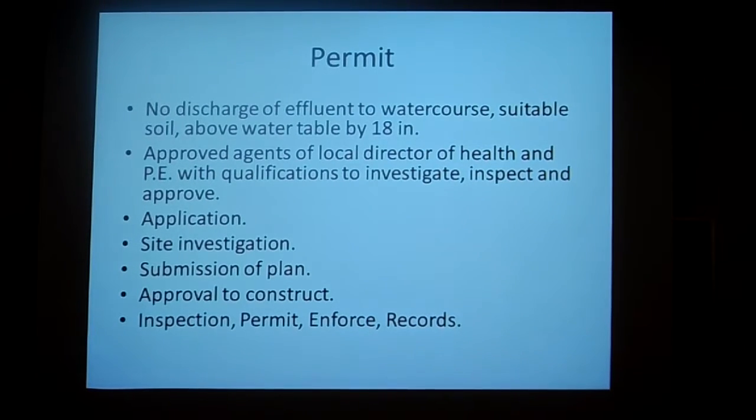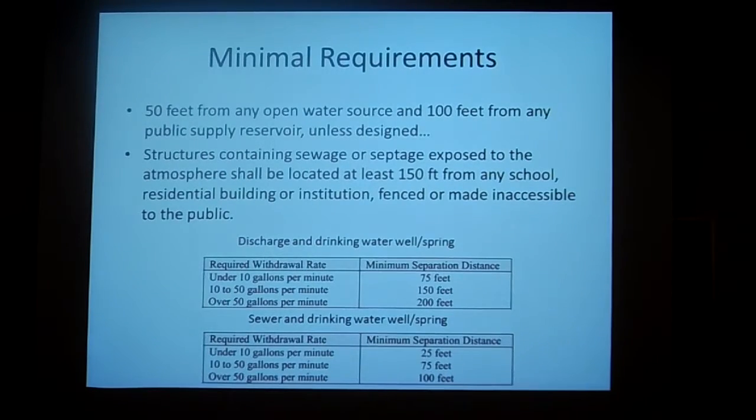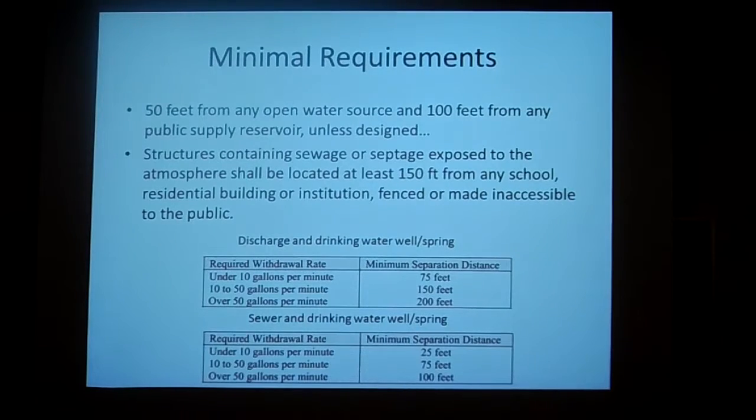There are some minimal requirements when constructing and designing these tanks. They need to be 50 feet from any open water source and 100 feet from any public supply reservoir, unless specifically designed to prevent contamination. These structures that may contain sewage or septic exposed to the atmosphere need to be located at least 150 feet from any school, residential building, or institution, and they need to be fenced or made inaccessible to the public.